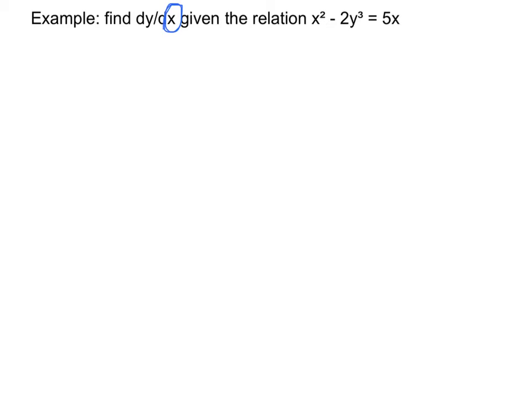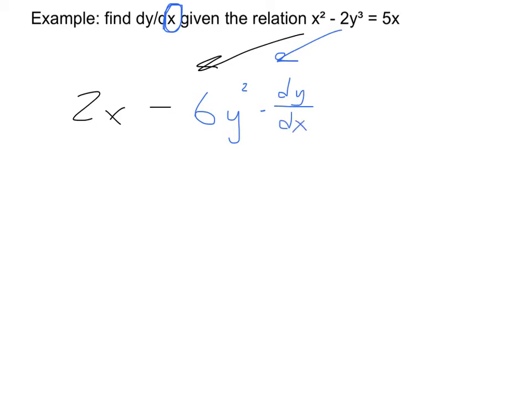Right? So for this derivative, my x squared, that derivative is 2x. Then minus, for my 2y cubed, that derivative is going to be minus 6y squared. But because it's a y, I need to multiply by dy/dx. That's sort of the chain rule coming into play. And then for the last part, equals the derivative of 5x is just 5. I don't need a dx because it's being done with respect to x, right?